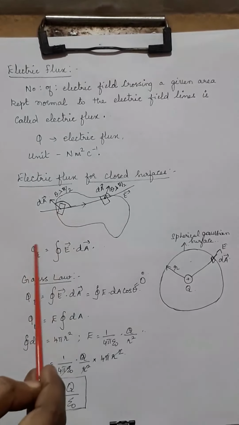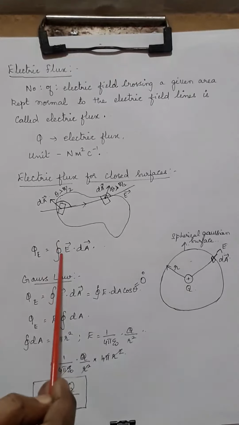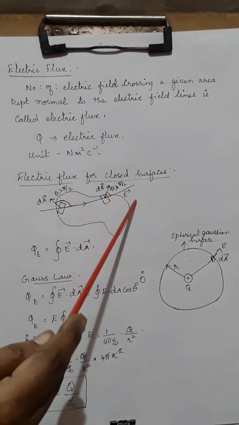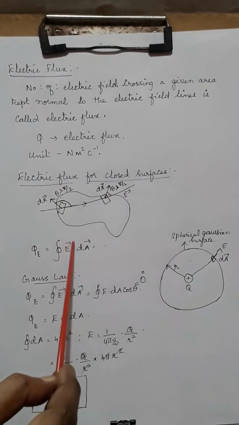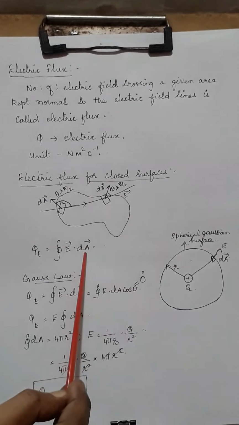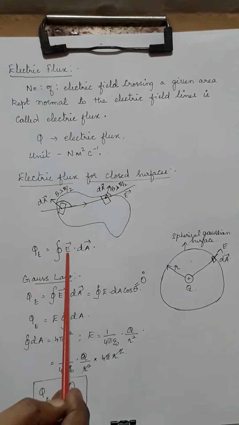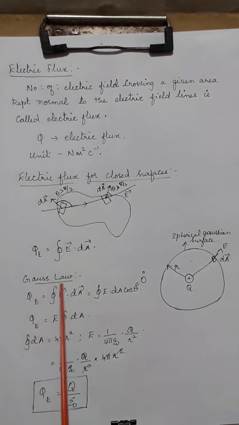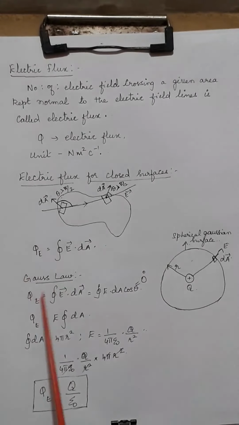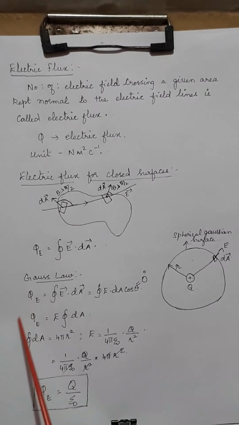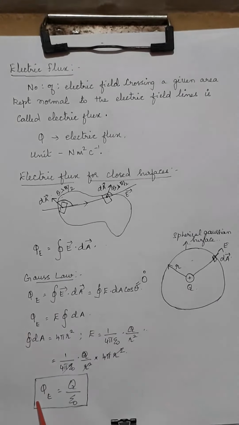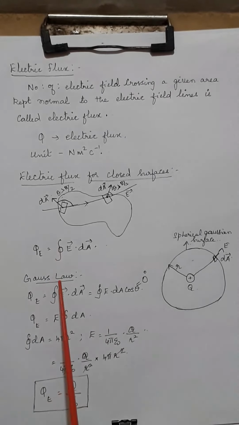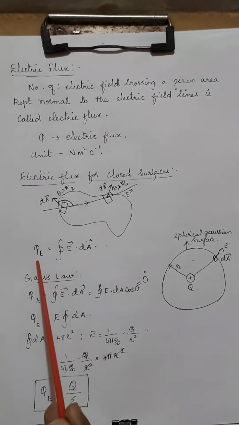So phi is equal to the closed integral. This closed integral says I am going to find it only for a closed surface. E dot dA. dA is nothing but the surface area. E is the electric field. That is how Gauss stated the law, as he came to a conclusion about what phi E will be. So phi E, I know the relation, or by definition, this is given by definition.